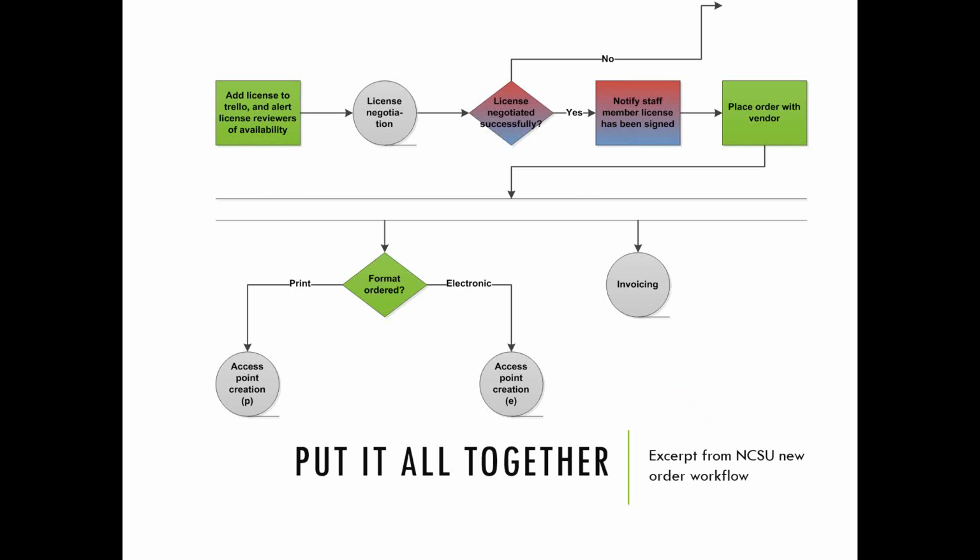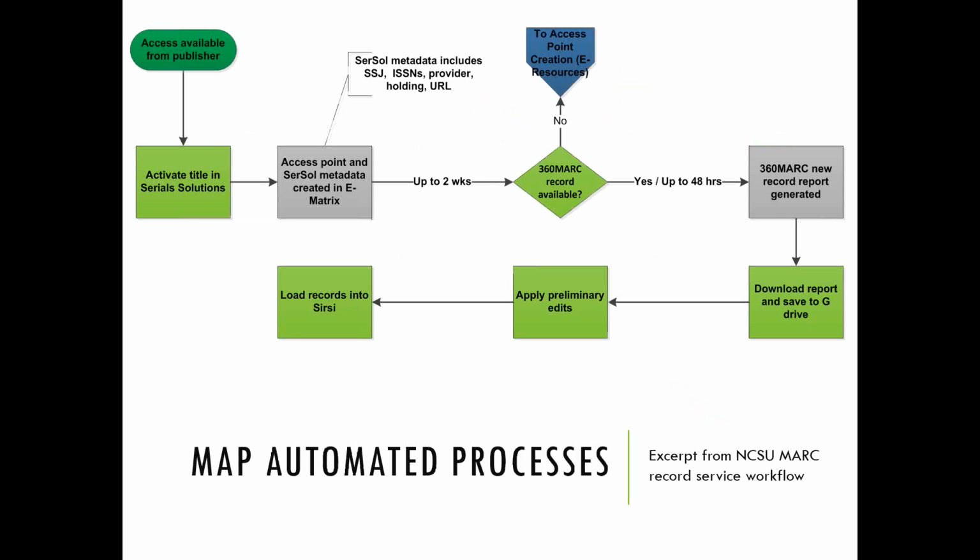So that's one example. This is another example, and this is from a workflow document we created for our MARC record service. This is experimenting with mapping automated processes, even though this is a process that does have a mix of automated and manual steps. So we used the color code here to mark the automated steps in gray, and then the colored blocks show where human intervention is necessary.